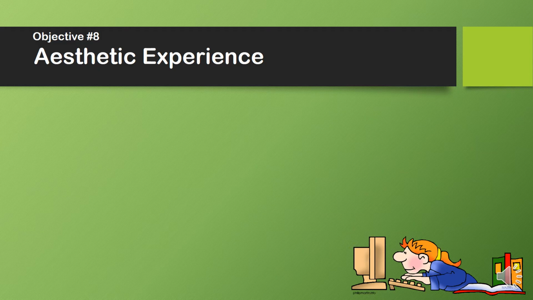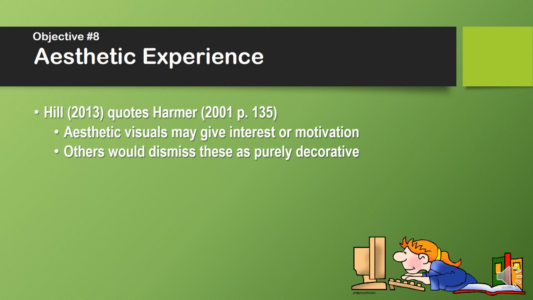Objective number 8: visuals may be used to provide a static experience. Hill in 2013 quotes Harmer 2001, page 135, who takes a positive view of aesthetic visuals that may give interest or motivation to some learners, especially those with visual orientation. Those who were not visually oriented would dismiss them as purely decorative.